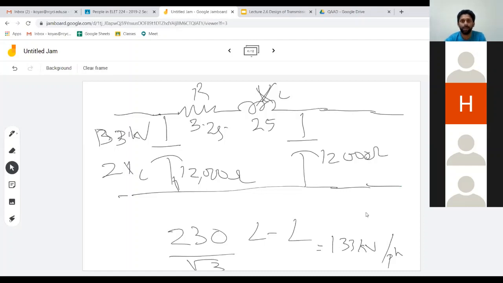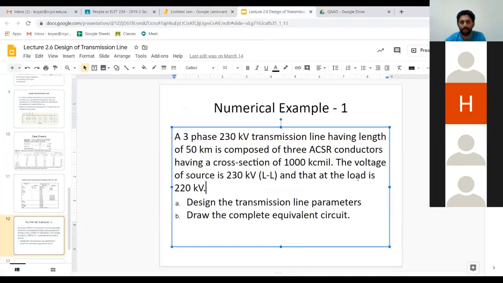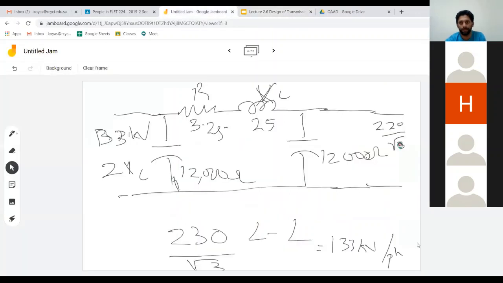220. See, at the load side it is 220 kilovolt. So I am not calculating. You can write 220 divided by √3. You can write like this also. So if you forget 133, if you write 230 divided by √3 also is correct.